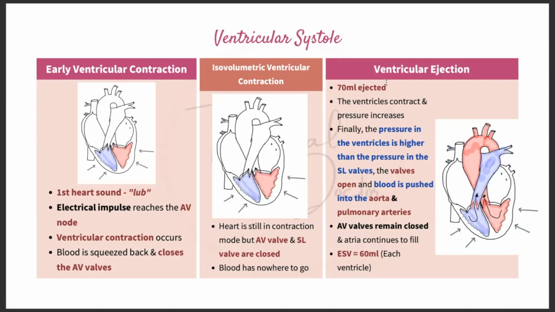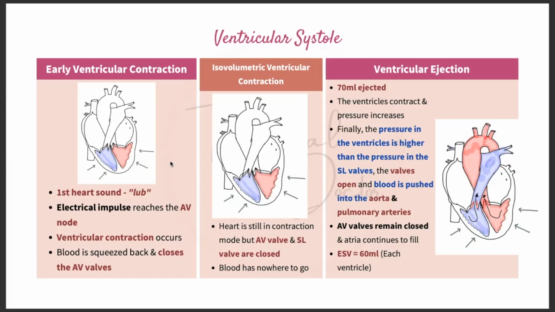In ventricular systole, it is further divided into three phases, which are the early ventricular contraction, the isovolumetric ventricular contraction, and the ventricular ejection. The first one, early ventricular contraction. The first heart sound occurs here, the first heart sound of the heart. So if you were to auscultate, meaning listen with a stethoscope, you will hear lub, dub, lub, dub. And when you hear lub, which is the first heart sound, it is in this particular phase.